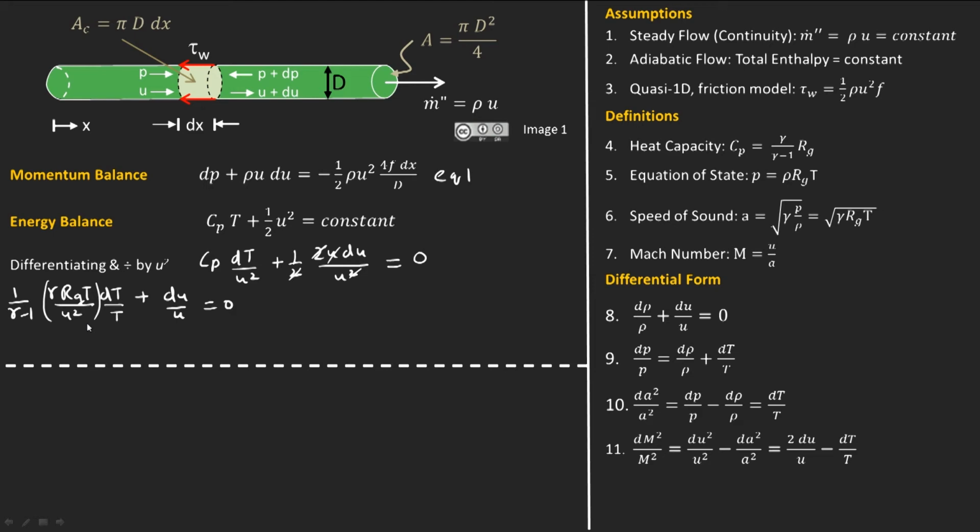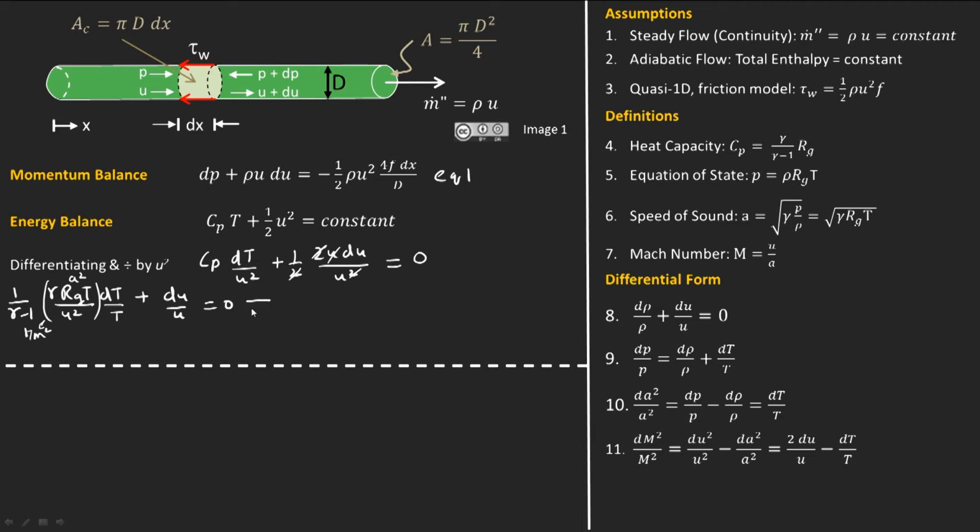As you can see right away, gamma times R times T is nothing but the speed of sound squared. So the numerator is speed of sound squared, and once we know that, we can see that a squared over u squared is nothing but 1 over Mach number squared. So this entire term in the bracket is going to be 1 over Mach number squared.